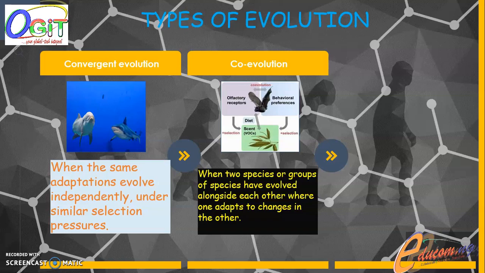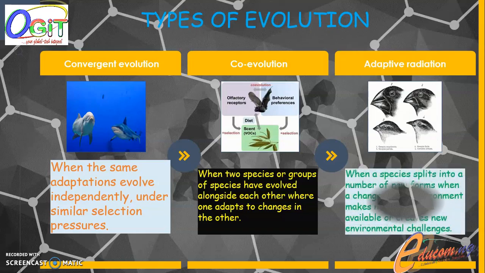The third type of evolution I'll be talking about is adaptive radiation. Adaptive radiation occurs when a species splits into a number of new forms, when a change in the environment makes new resources available or creates new environmental challenges. As illustrated in the picture attached to adaptive radiation, the species in the picture actually evolved and changed as the environment changed. They started with a large beak until they now have a tiny beak, and that tiny beak is what fits them best in the environment they are in.